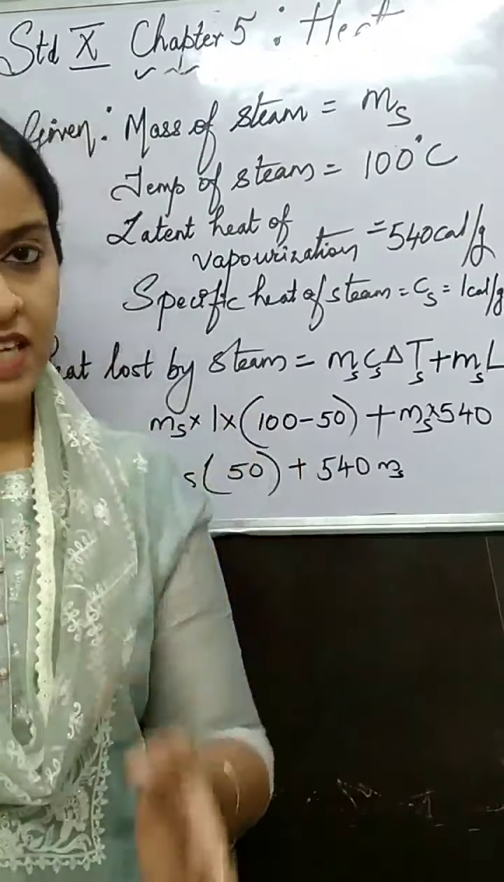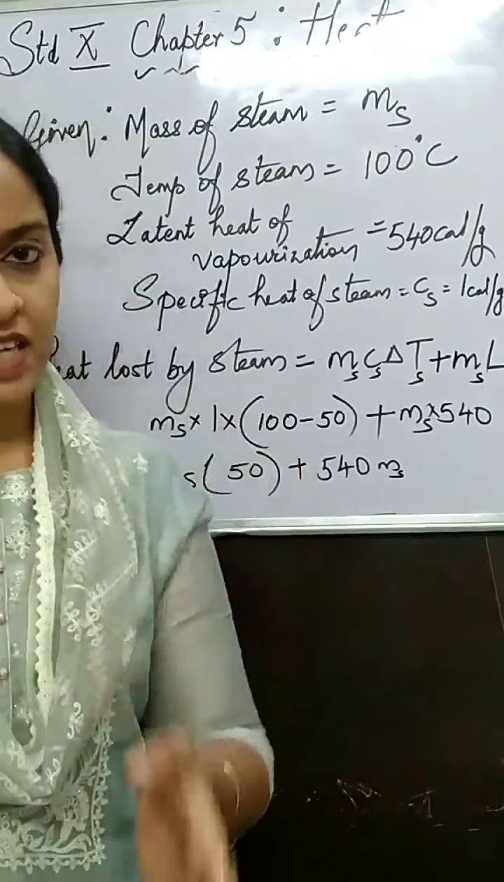I'll read the question. A calorimeter has mass 100 grams and specific heat 0.1 kilocalorie per kilogram degree Celsius. Okay. A calorimeter, this is about a calorimeter. Same story. Insulated pot and calorimeter. Calorimeter is something like this.